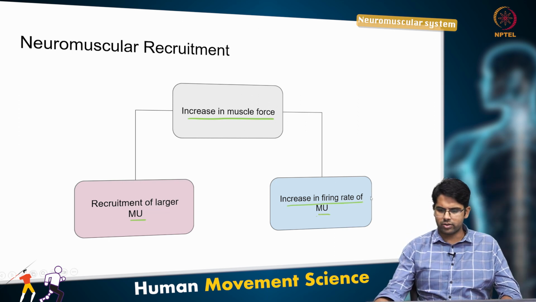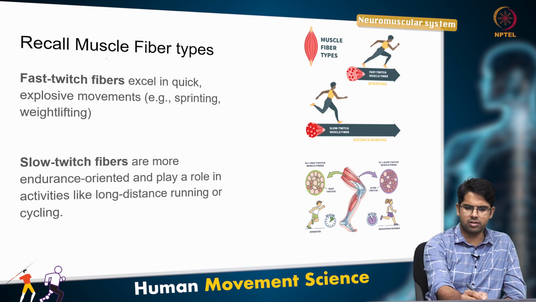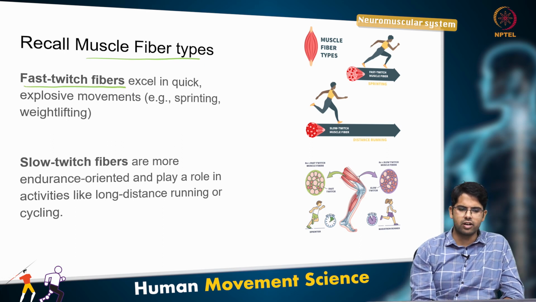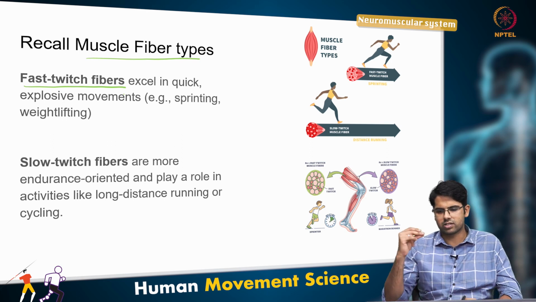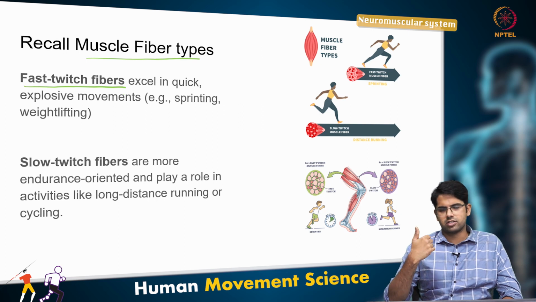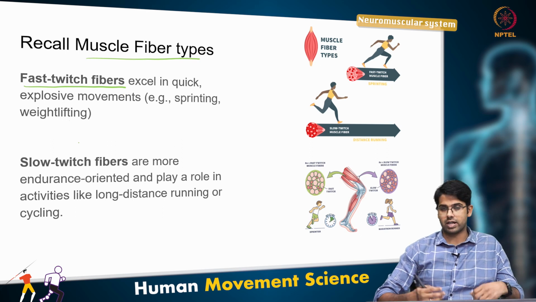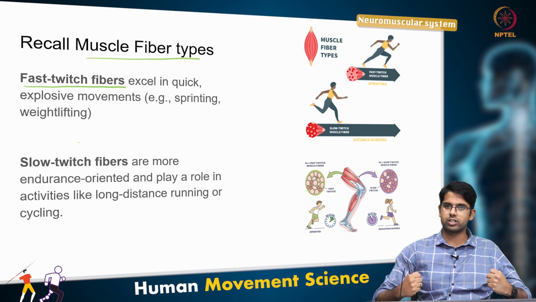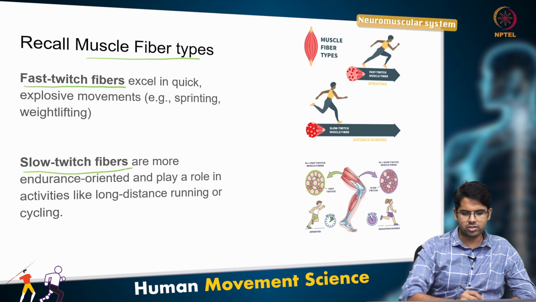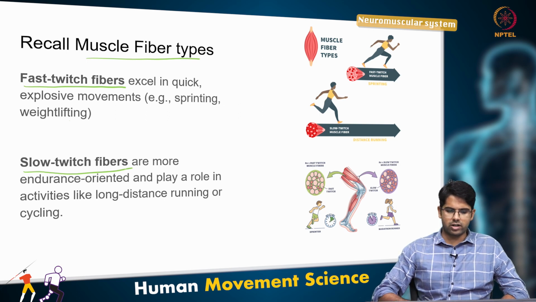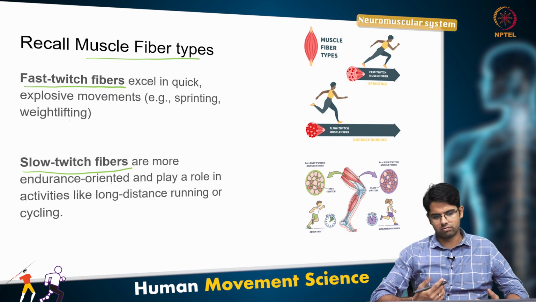Now I'll take you back to the topic of muscle fiber types, which you've studied in the previous unit. You have fast twitch fibers, which excel in explosive movements: very fast plyometric kind of movements, sprinting, Olympic weightlifting, where the snatch, clean, and jerk require really fast, really strong movements. Similarly, you have slow twitch fibers, which are more oriented towards endurance: long distance running, cycling, the Tour de France. Those kinds of events, there the slow twitch fibers are recruited.